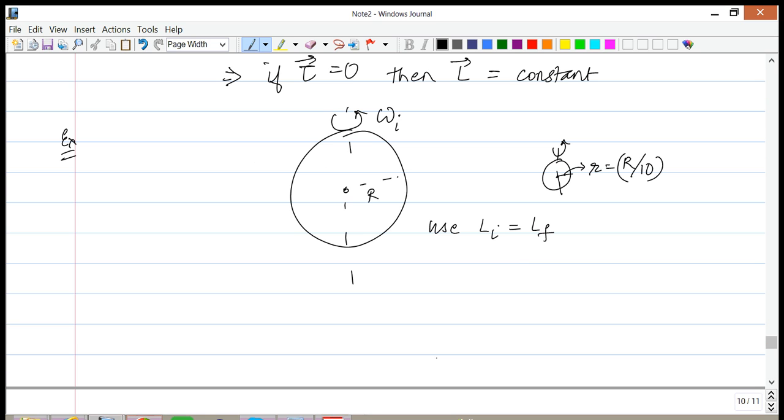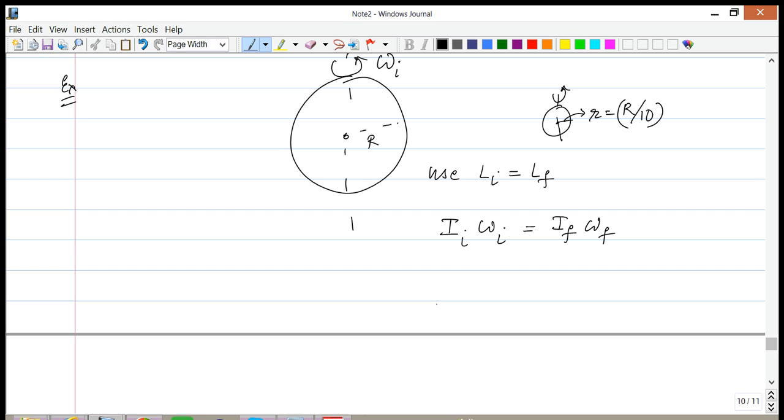Basically we need to know the I's in the beginning and at the end, and then everything is good. So we'll use this formula: I_i times omega_i is equal to I_f times omega_f. Now, what is the moment of inertia? Let's assume that this star is a solid sphere of mass m uniformly distributed.